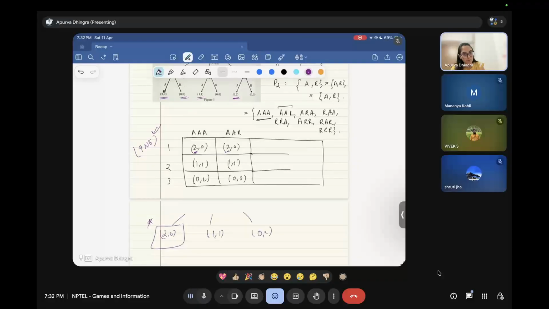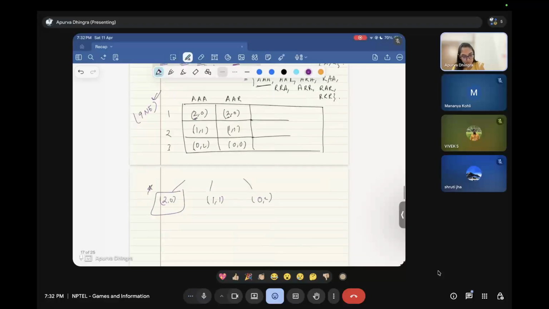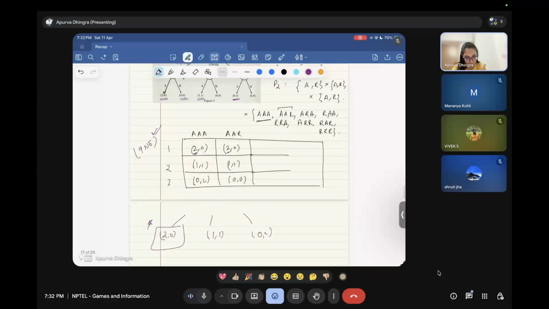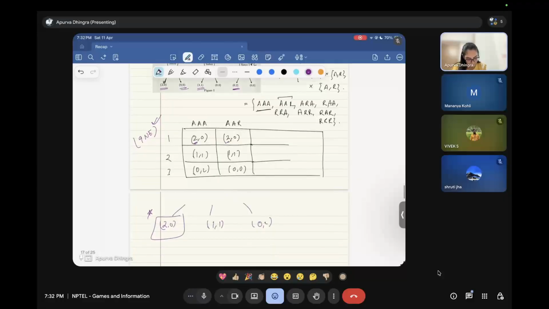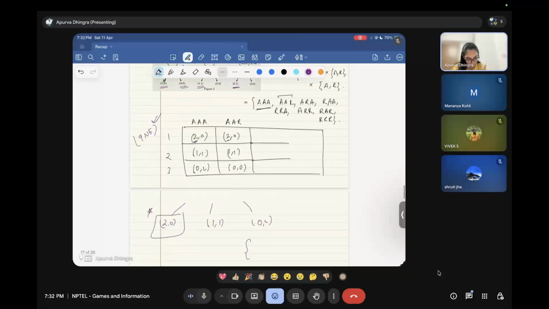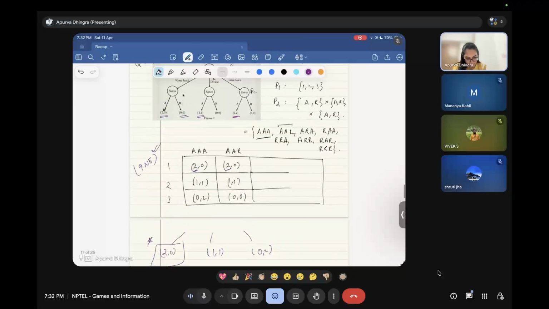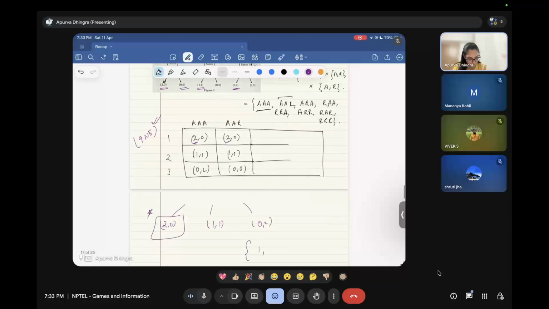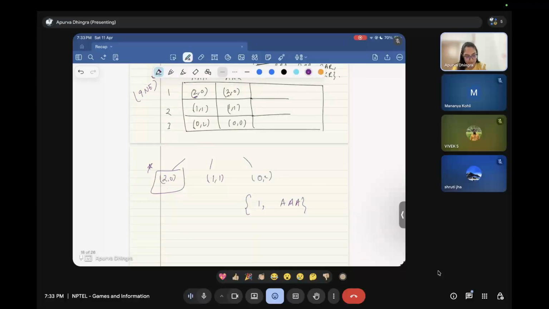Right now what I'm pointing at is the payoff. If you were to write the strategies, you'll have to write it a little bit more carefully. So what is actually chosen is player 1 has chosen 1 and player 2 has chosen AAA, and player 2 actually had a different choice.